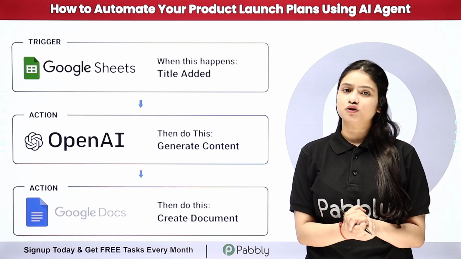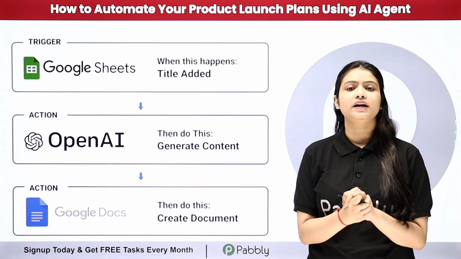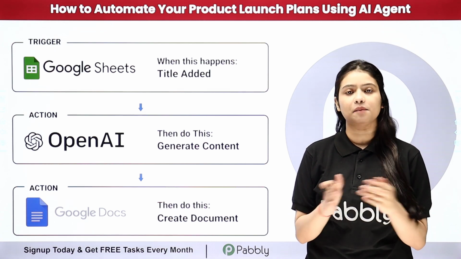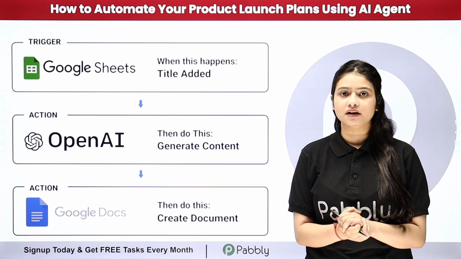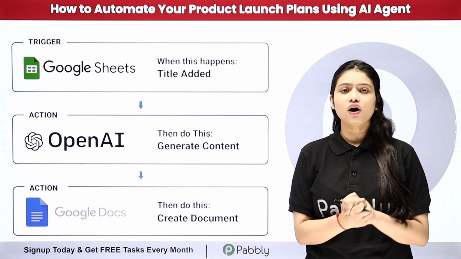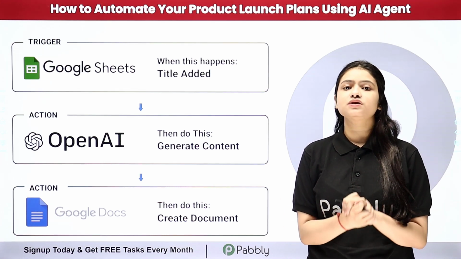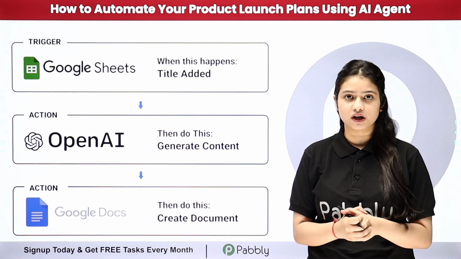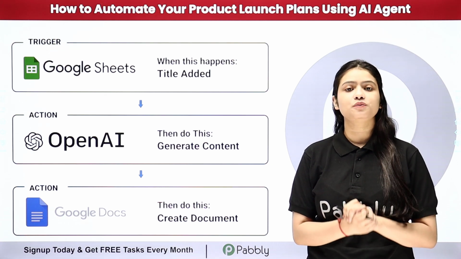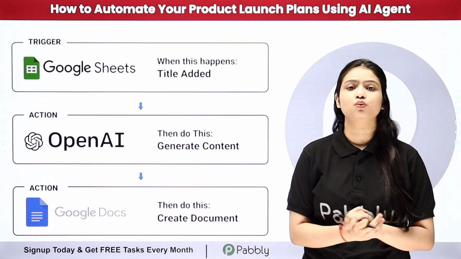Therefore, I have decided to automate this entire process with the help of my AI agent, that is OpenAI and Pabbly Connect. Now every time in my Google Sheets, when a new product is going to be added that is required to be launched with all the details, automatically a schedule is going to be prepared with the help of my AI agent for the launch of that product, and also that content is going to be automatically added as a document in Google Docs.